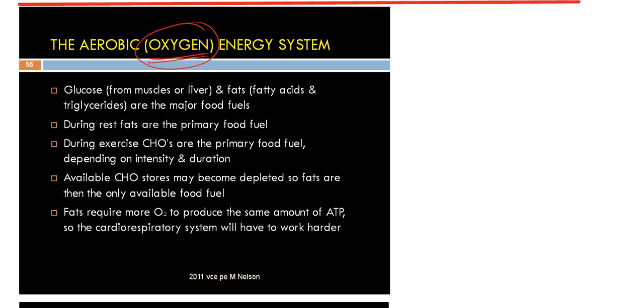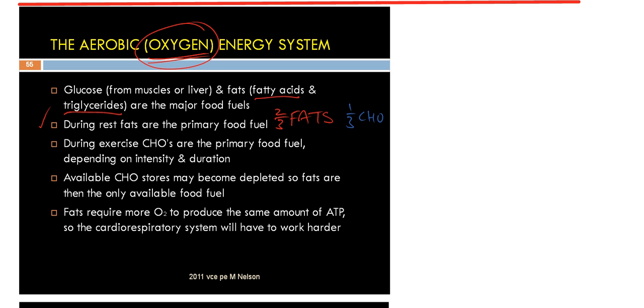A couple of key points: glucose from our muscles or liver, and fats, fatty acids and triglycerides are the major food fuels. Fatty acids are the fats found transported in the blood. Triglycerides are the fats that are in the muscles that will be used for ATP resynthesis. During rest, fats are the primary fuel. So at rest, we're looking at approximately 2/3 fats and therefore about 1/3 carbohydrate.